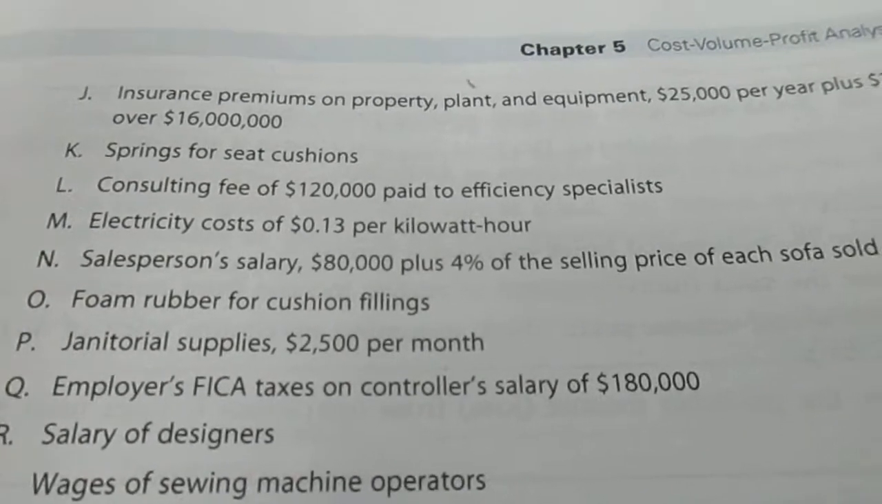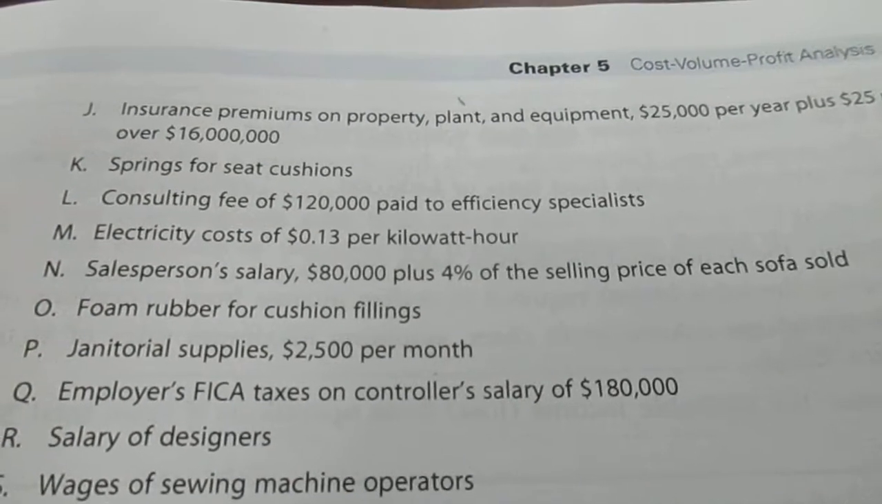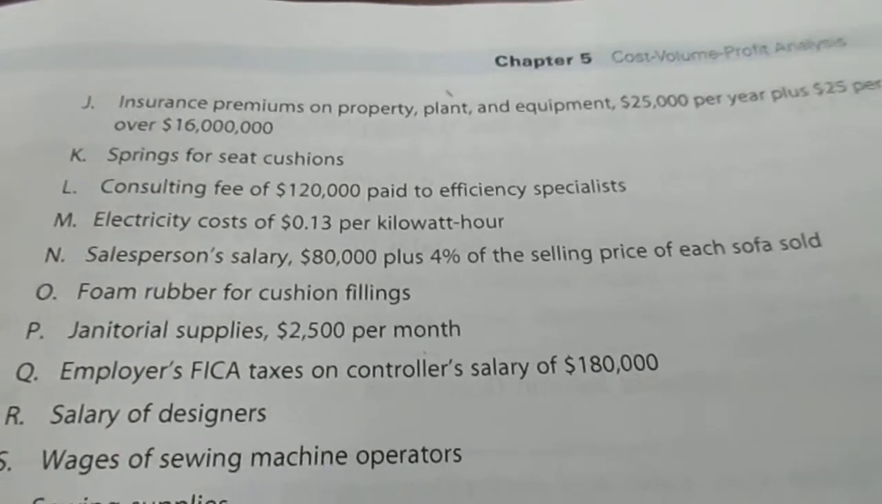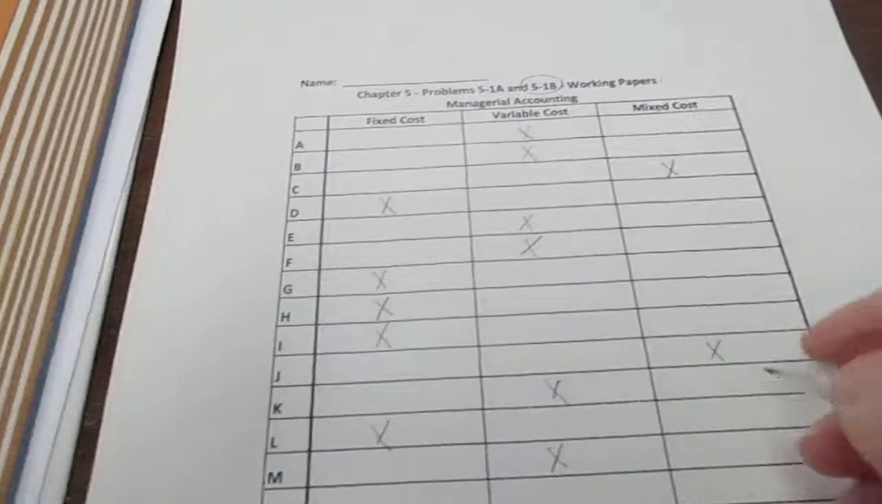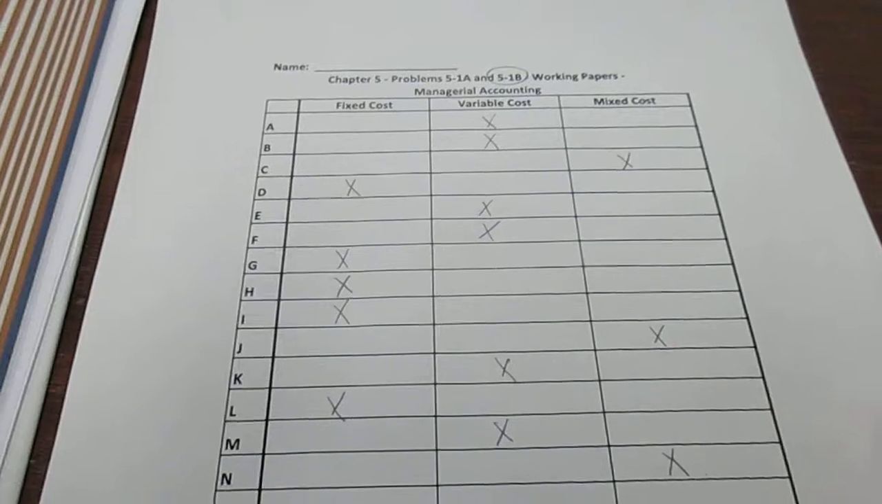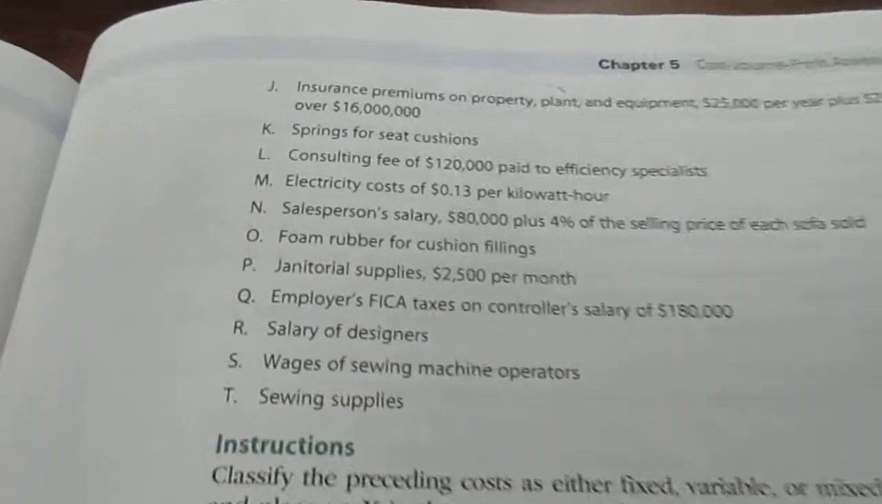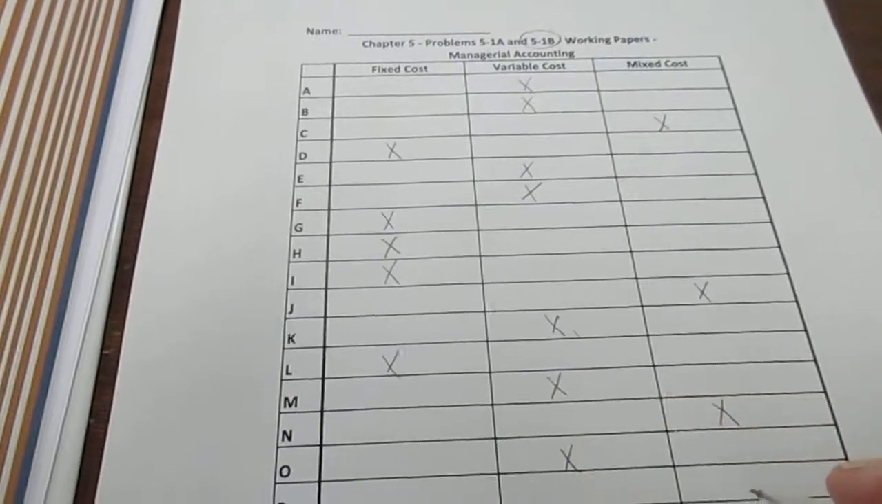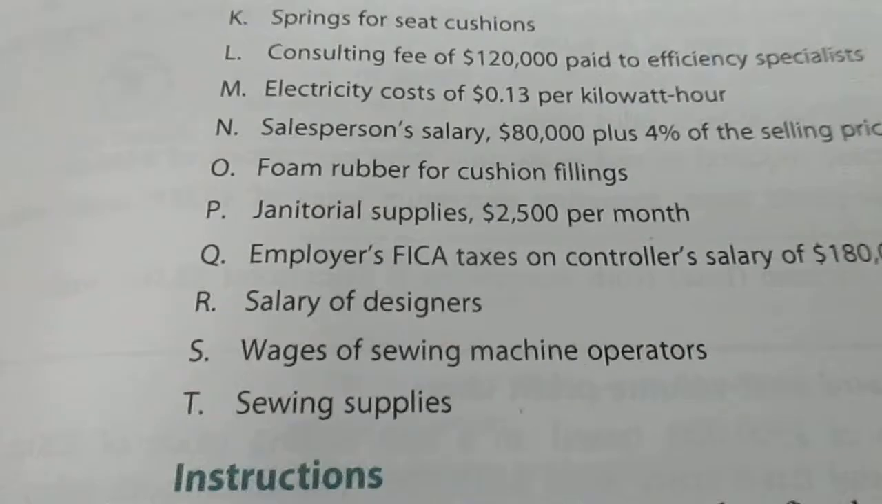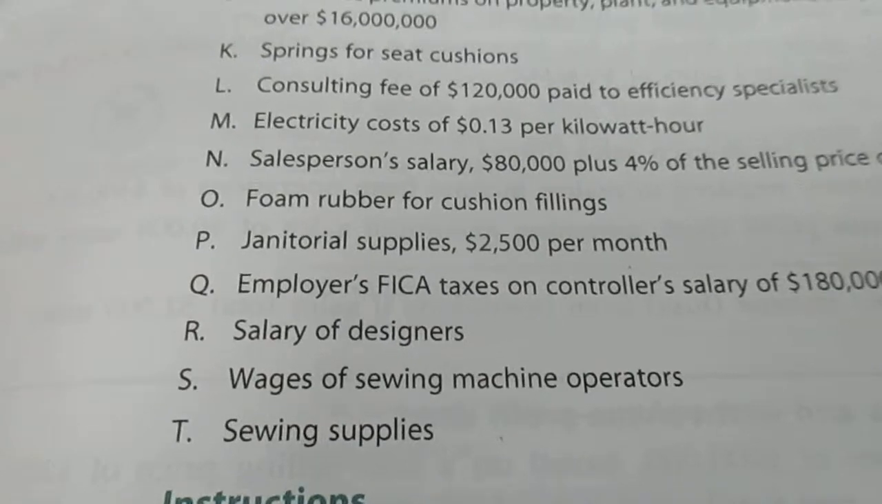And the salesperson's salary, $80,000 plus 4% of the selling price of each sofa sold. So we have fixed of $80,000, variable of 4%. So N becomes mixed. Okay. O is the foam rubber for the cushion fillings. So that one goes in the middle. That one is a variable. P, janitorial supplies, $2,500 per month. Flat fee, fixed rate. Doesn't change, so P becomes fixed.